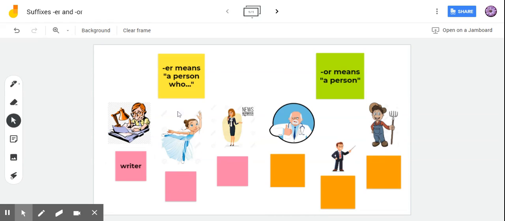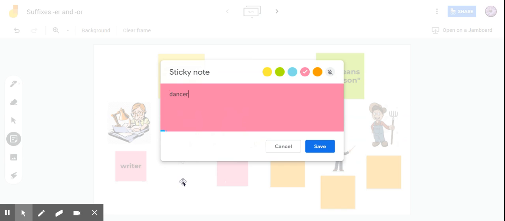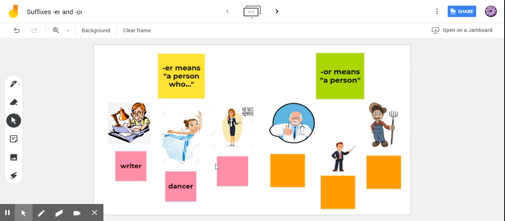Now, you can probably guess that she is a dancer, but we changed that verb dance and we changed it into a noun. So the suffix er makes her into a person. So we add er and she becomes a dancer.